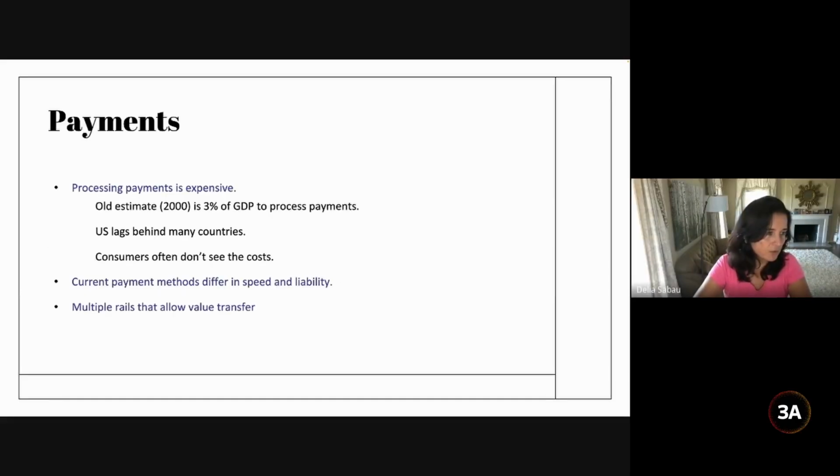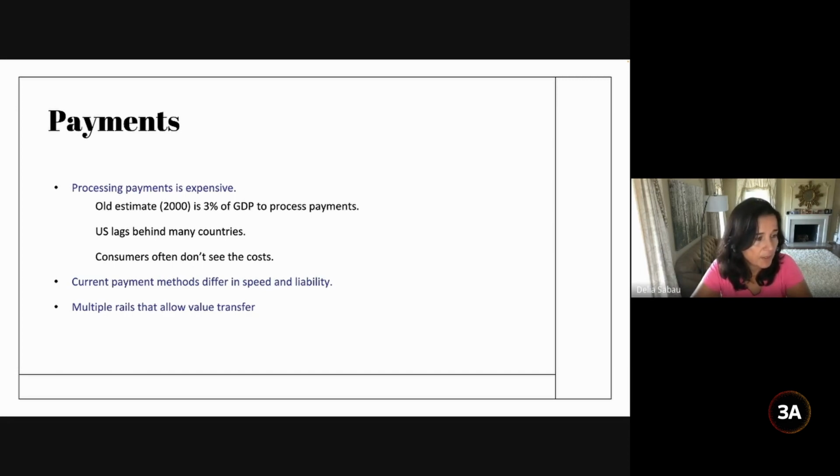The first thing to notice is that processing payments is actually very expensive. This is a very difficult number to estimate, but old estimates in the US suggest that something like 3% of the GDP is consumed just by processing the transfer of value. The US lags behind many countries in the payment system, and consumers frequently don't see the cost associated with payments.